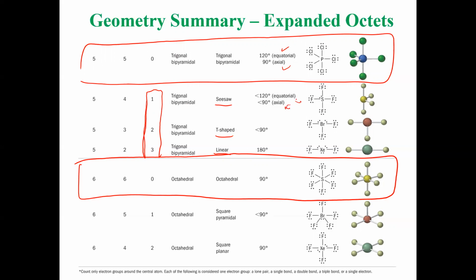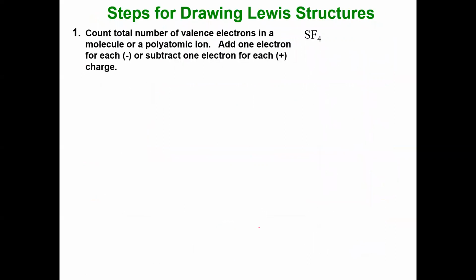And then we'll do the same for the octahedral electron geometry. When there's a lone pair, we'll discuss the derivatives, how they affect the angles, and the names for those as well. So let's get started. So here I have sulfur tetrafluoride, and I'm going to do the Lewis dot structure for it real fast.